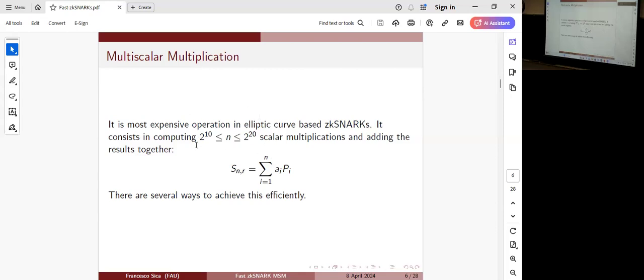Typically in this range, between 1,000 and 1 million. Of course, you can do all the scalar multiplications separately and then add the results together. That's the trivial way, but there are in fact ways to do that much faster.